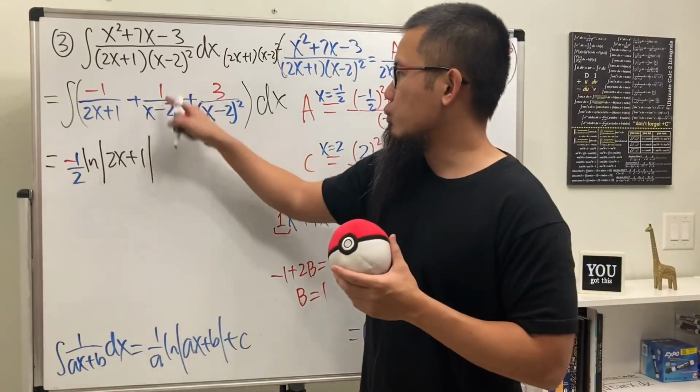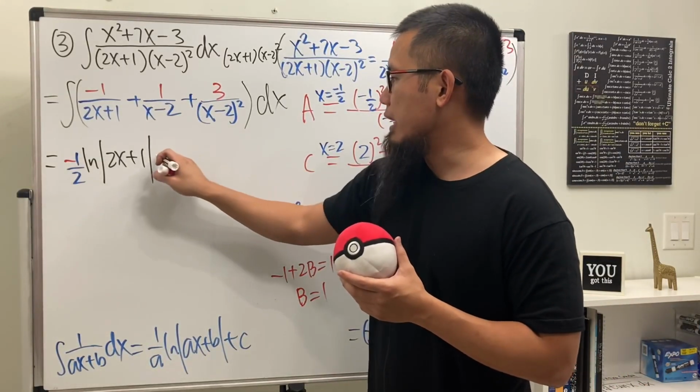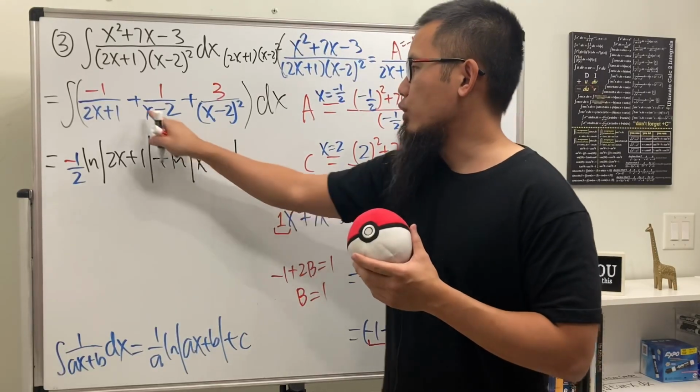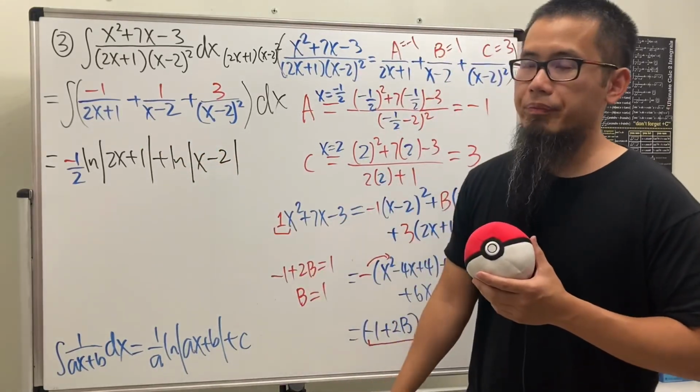Next, this is just 1, so it doesn't really matter. I'll just say we add ln of the bottom, x minus 2. And the coefficient is 1, so it doesn't matter.